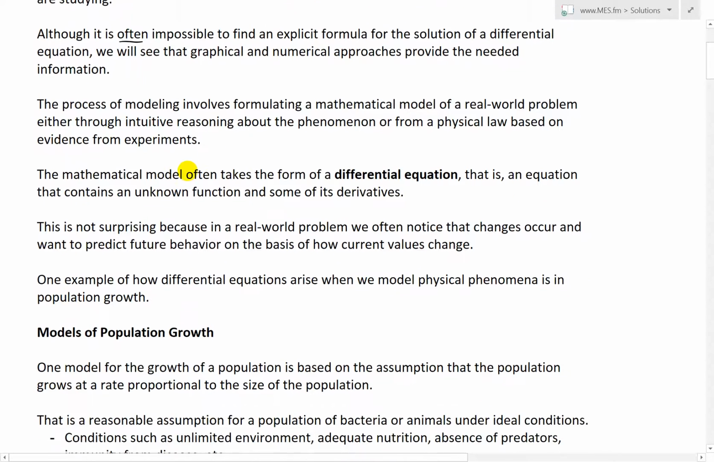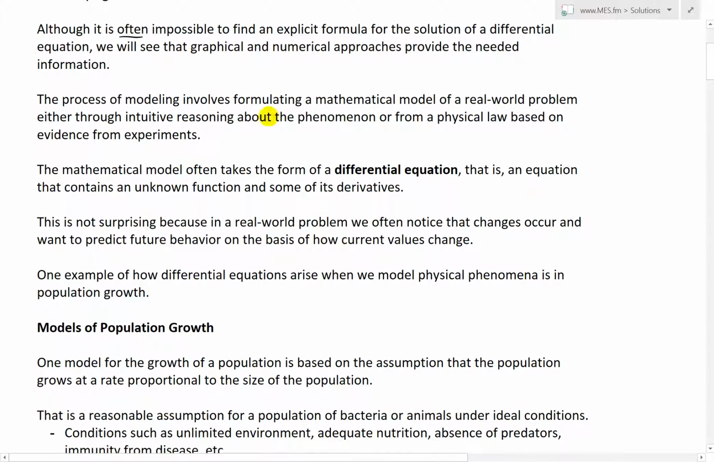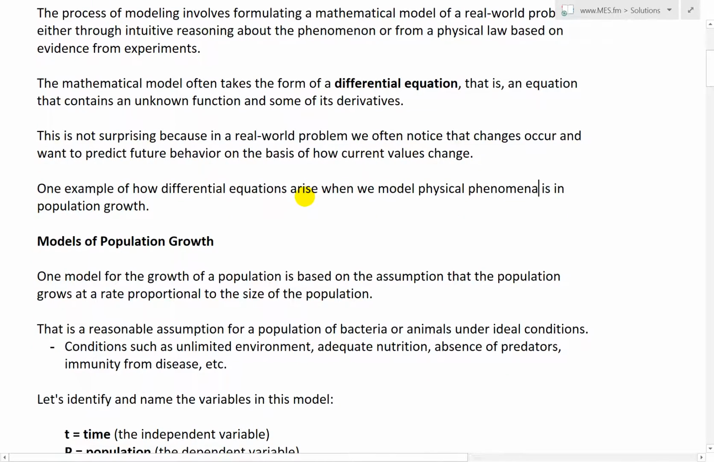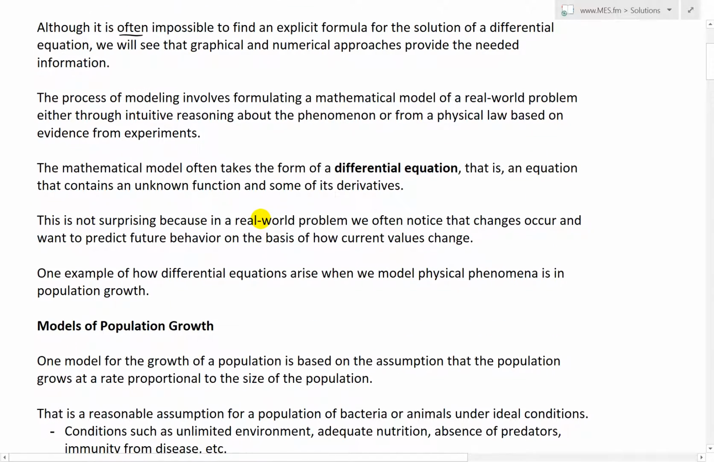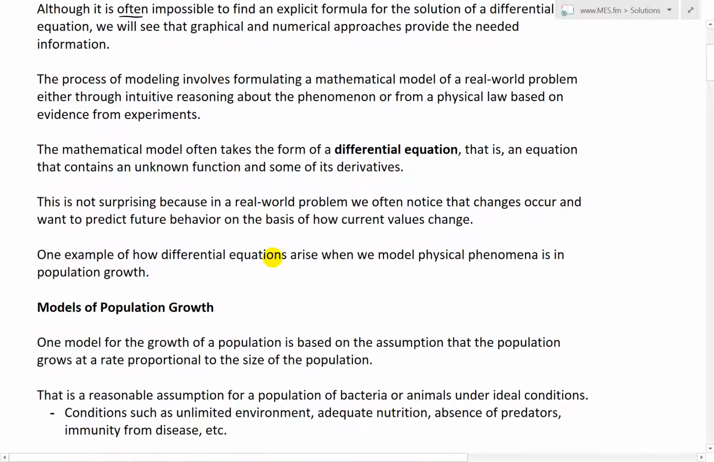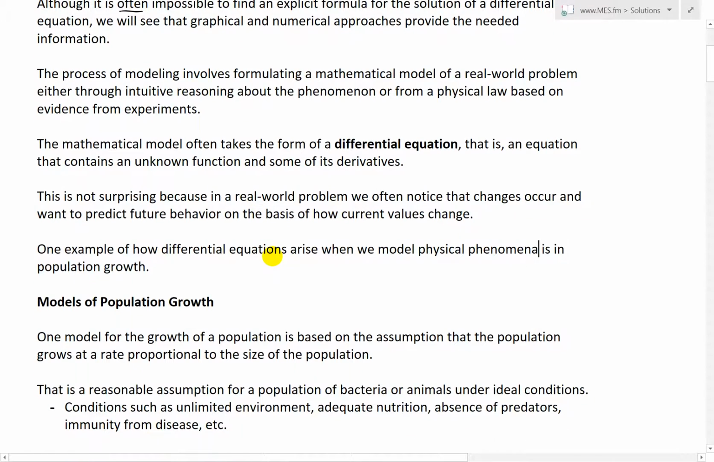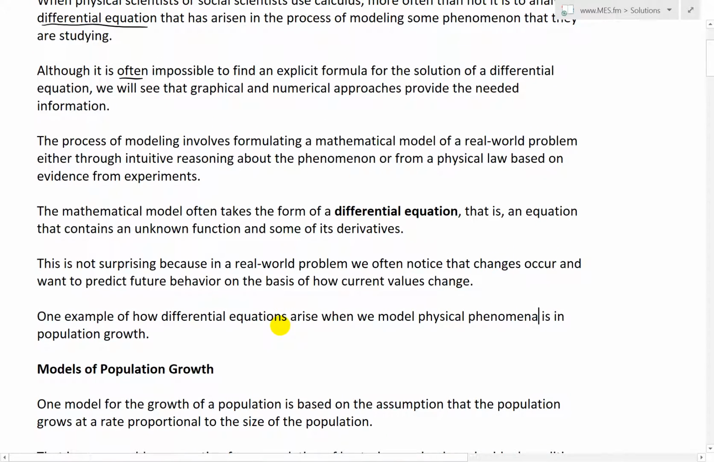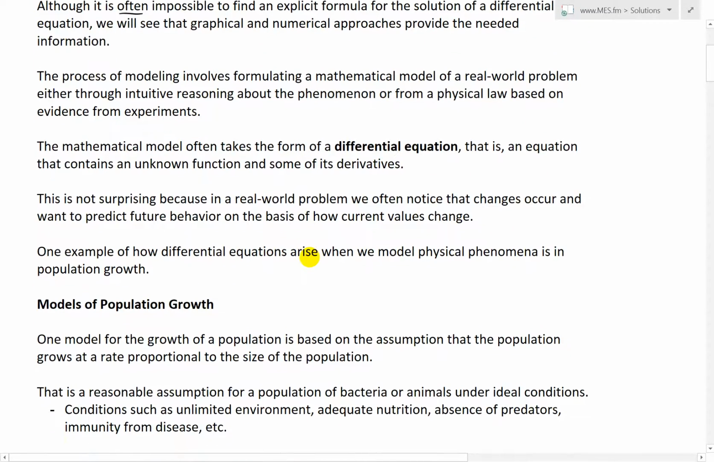The process of modeling involves formulating a mathematical model of a real-world problem, either through intuitive reasoning about the phenomenon or from a physical law based on evidence from experiments. So a lot of this is why it's really applicable to physics and science, because we are looking at experimental data and then from there trying to develop mathematical models.